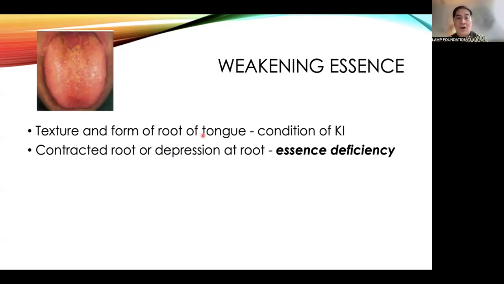Okay. Texture and form of the root of the tongue will tell us the condition of the kidney. Okay. The texture, remember the texture and the form or the shape at the root of the tongue. Okay? The condition of the kidney. So if you see that the root is contracted or forms a depression at the root, forms a letter V. Ayan, ganun ba yung V? Yeah, okay. That means you have Jing deficiency or essence deficiency.